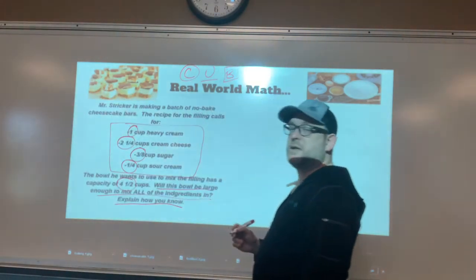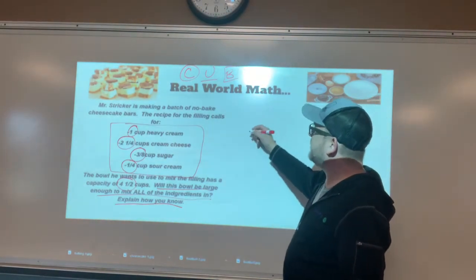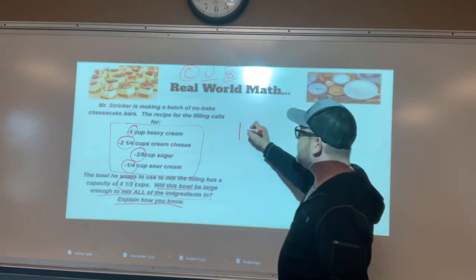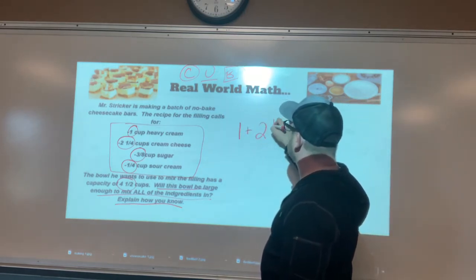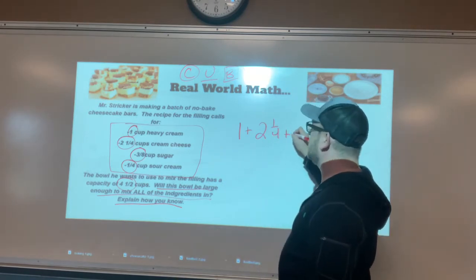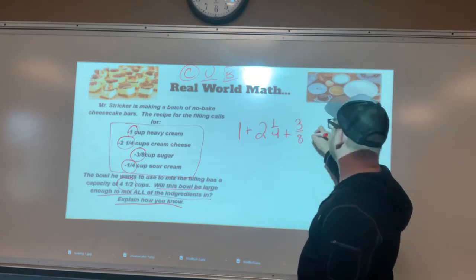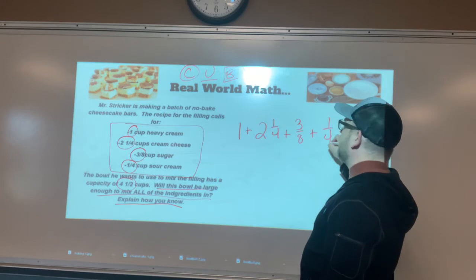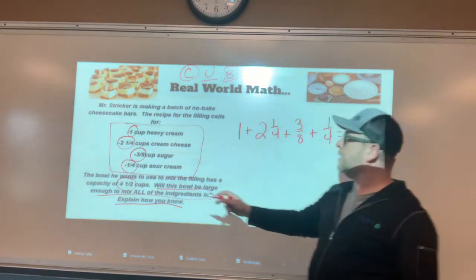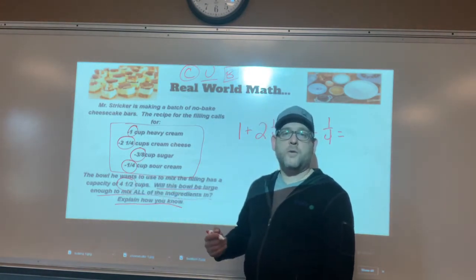Well, let's set this up as a linear equation. Let's start with my numbers over here. So I have 1 cup of heavy cream. So I'm going to add a 1. I have 2 1/4 cups of cream cheese. Okay. I have 3/8 of a cup of sugar, and I have 1/4 of a cup of sour cream. Now, I need to know if all of that adds up to more or less than 4 1/2.